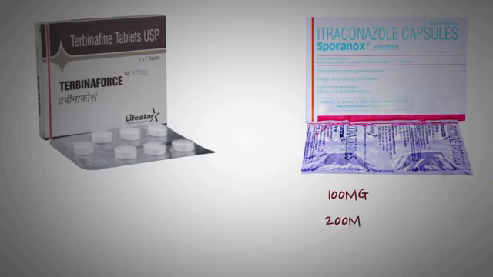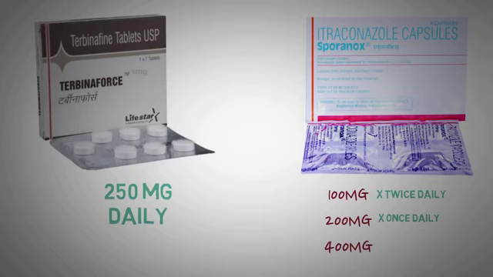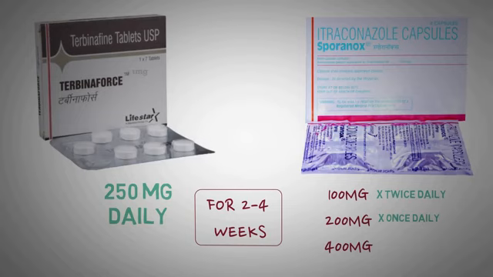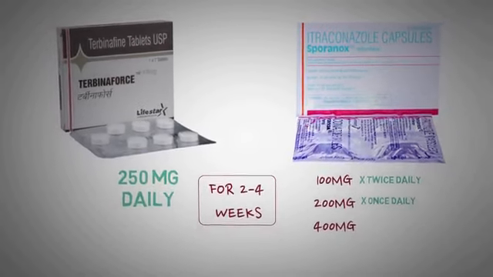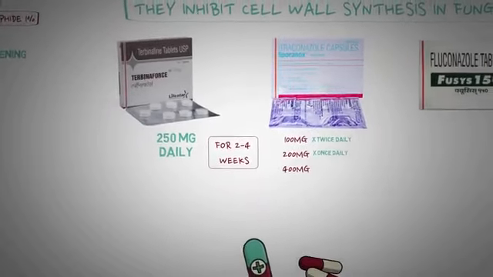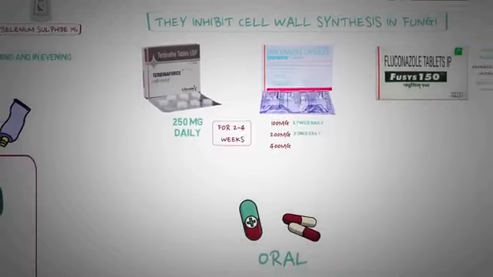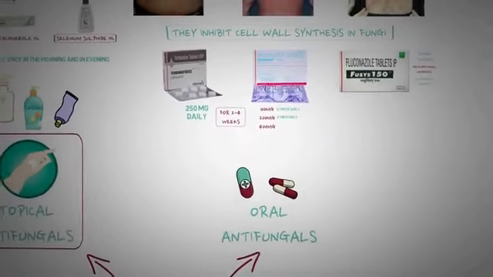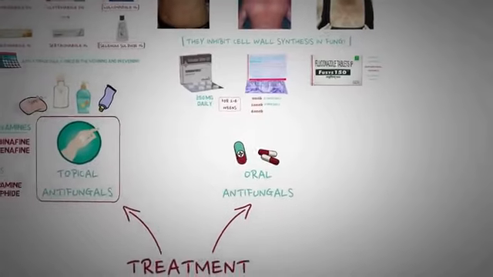Itraconazole is available in 100 mg, 200 mg, and 400 mg dosages. For tinea cruris, usually 100 mg dose twice a day or 200 mg dose once a day for 2 weeks is the minimum you should take this drug. Terbinafine has been used for tinea corporis and tinea cruris at 250 mg tablet daily for 2 to 4 weeks. These drugs are usually not available over the counter, so you need a prescription from a dermatologist, or else you can also get a prescription from many pharmacy websites which have online consultations with a dermatologist.